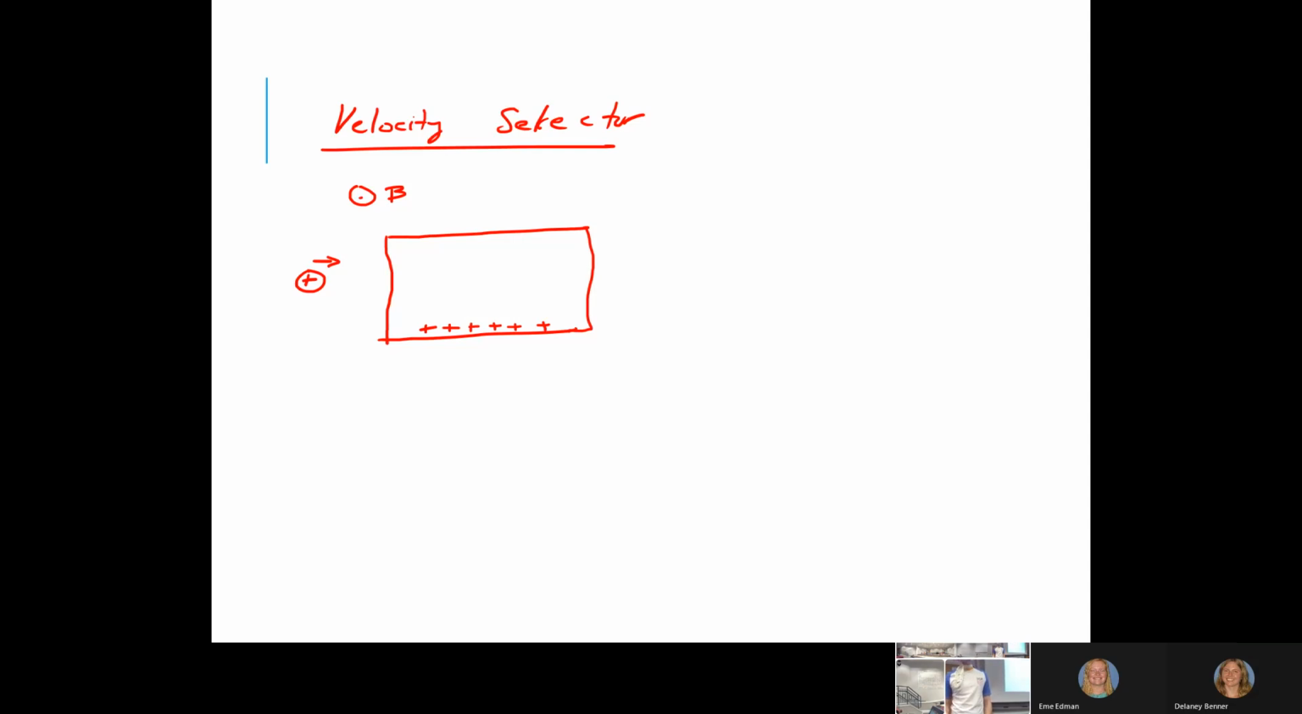If I don't want positive charges to hit the bottom surface, one thing I could do is turn off the magnetic field. That's the boring way to do it. If I don't want positive charges to hit this surface, which direction should I apply an electric field? Say I want to apply an electric field to make sure those positive charges don't hit the bottom. Which direction should that electric field be?